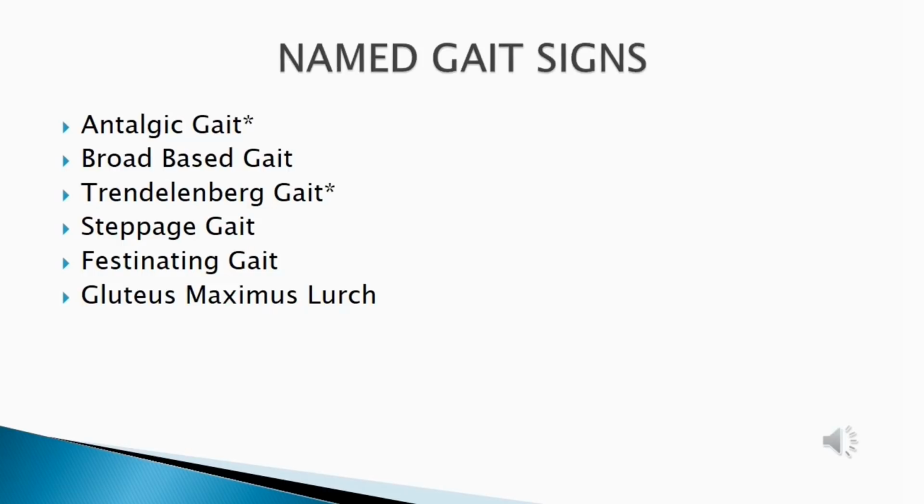The steppage gait, the gluteus maximus lurch, and then also, to illustrate a principle that we commonly encounter in the qualified medical evaluation, I want to talk about the festinating gait. And that's an example that's going to illustrate the principle that during the qualified medical evaluation, we may encounter other comorbid conditions that overlie and overlap the industrial injury.